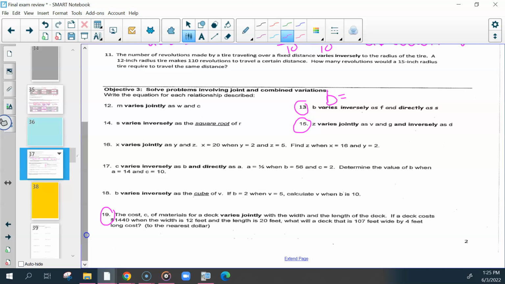So b equals, there's always going to be some k in there somewhere. So b equals k is really what's dividing, or f is dividing by. And then directly as s, we are multiplying by s. Or we can write it so that k and s are next to each other. Either of those would be fine. Do we have any questions on that one?